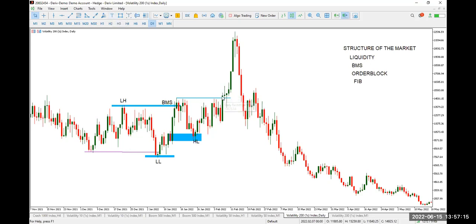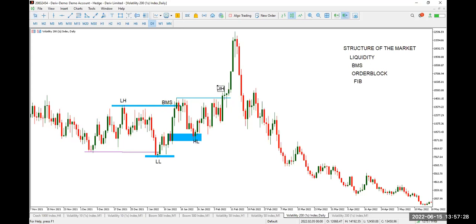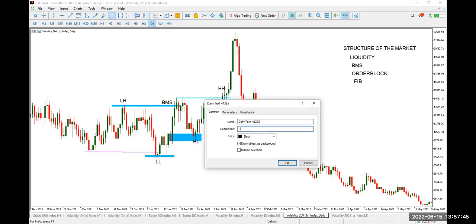After the candle that broke this structure here, we have a higher high here, a higher high from this place. Now after the higher high, from here we have a higher low here. This is a higher low. This is a higher high. This is a higher low. After the break of that structure, we have a higher high and a higher low there.